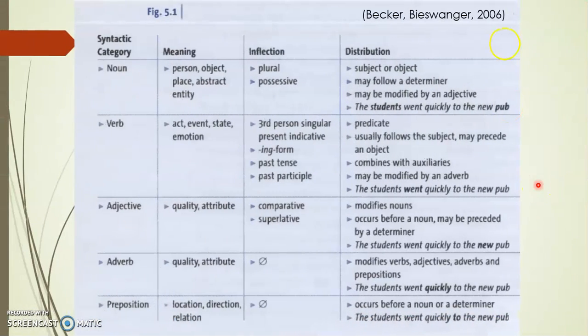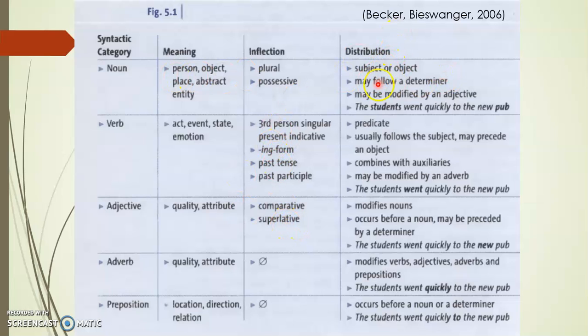So here in Becker we have a very good chart, in which we have the syntactic category, the meaning, quality, the inflection. Yes, have a look at the nouns, the verbs, adjectives, and the distribution.